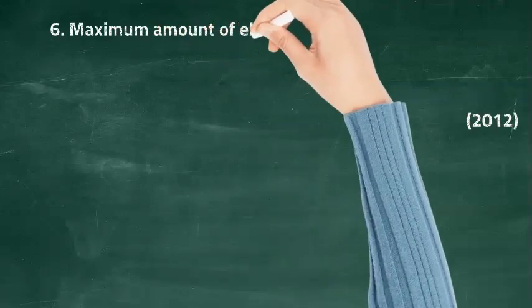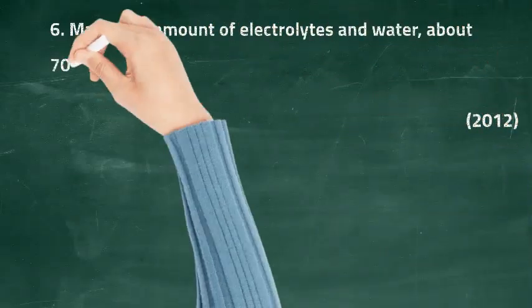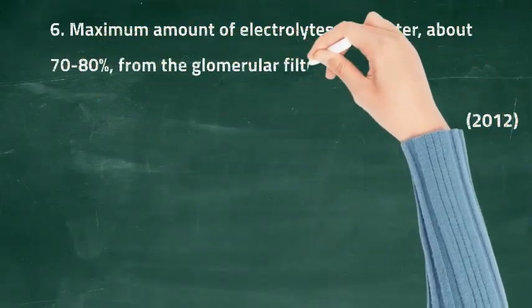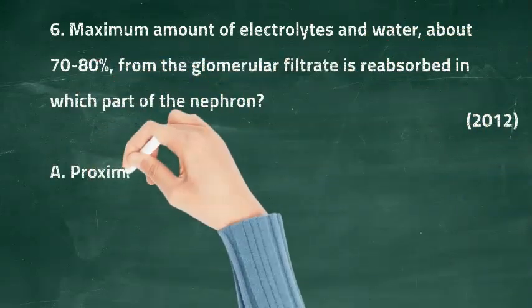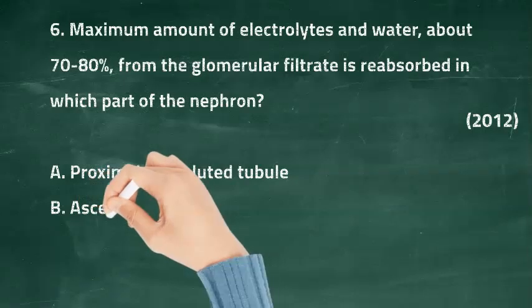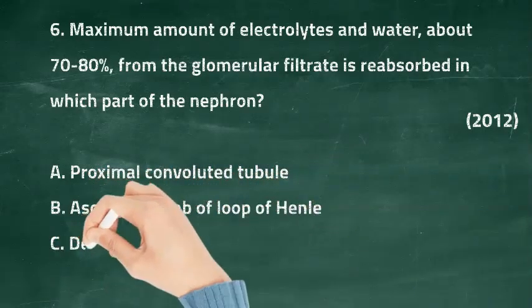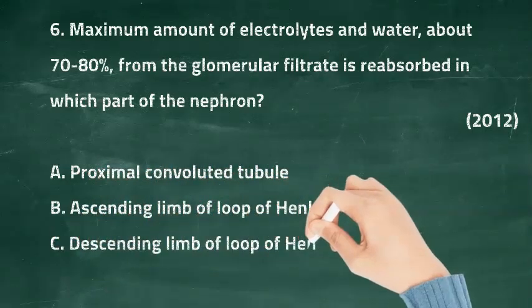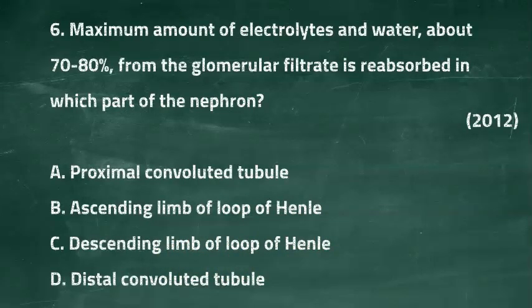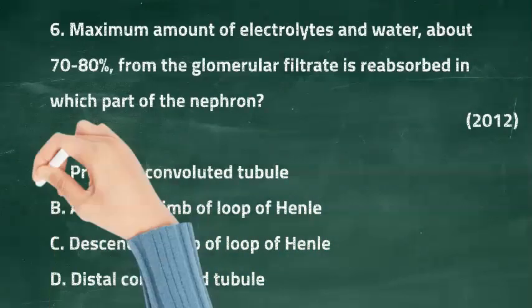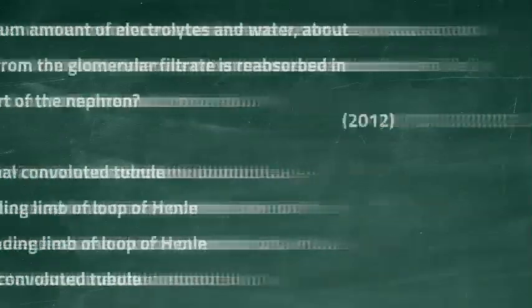Question 6. Maximum amount of electrolytes and water, about 70 to 80% from the glomerular filtrate, is reabsorbed in which part of the nephron? So the first option is proximal convoluted tubule. Second option is ascending limb of loop of Henle. Third option is descending limb of loop of Henle. And last option, distal convoluted tubule. The right answer is option A, which is proximal convoluted tubule.